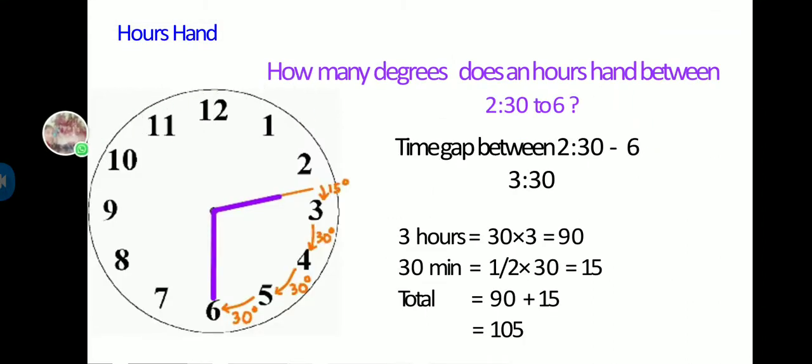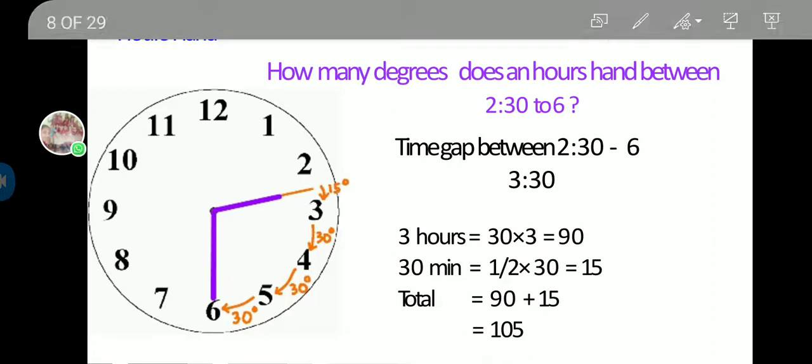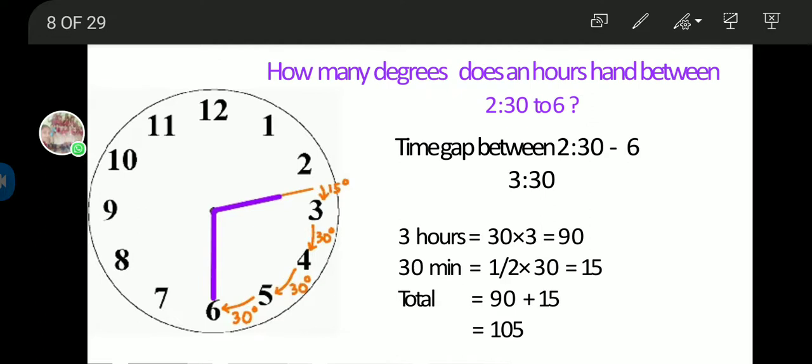Now, how many degrees does an hour hand move between 2:30 to 6? You need to find out. Pause the video and try to solve it. I'm giving you 5 seconds, because you need to solve this in 5 seconds in the examinations. 1, 2, 3, 4, 5, completed. How many degrees does an hour hand move between 2:30 to 6?